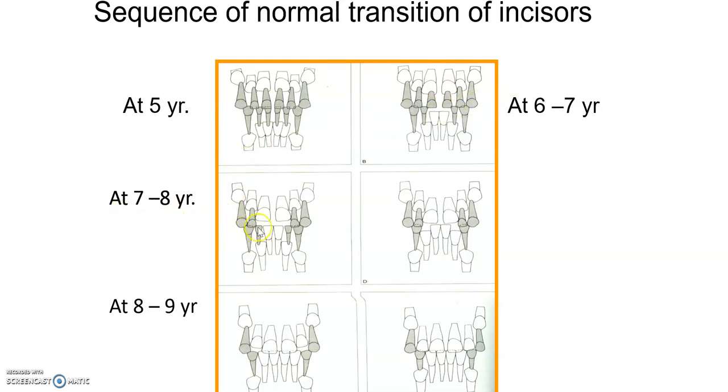At 7 to 8 years, the upper central incisors will exfoliate and the permanent central incisors will erupt. At around 9 years, all the incisors will have exfoliated and the permanent incisors will have erupted by that time.